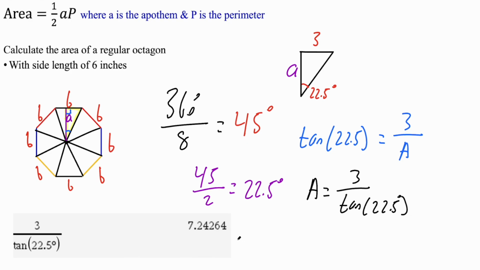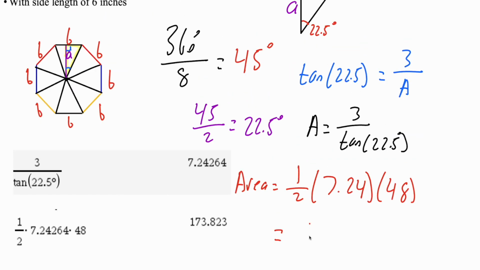So finally we can get our area. So area is equal to 1/2 times the apothem, which is 7.24, times our perimeter. So we have 6 and there's 8 of them, so 6 times 8 is 48. And we will get 173.823 inches squared. This right here is our final answer. And that's all we need to do for this problem.